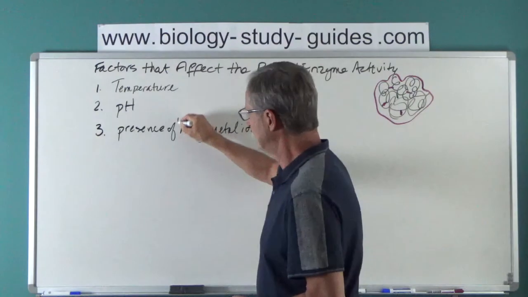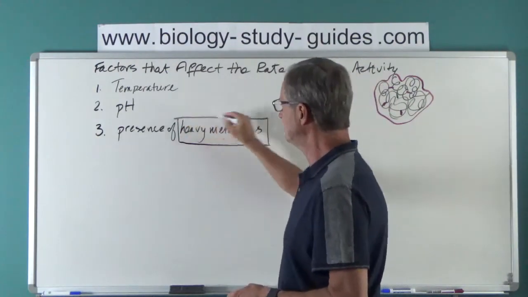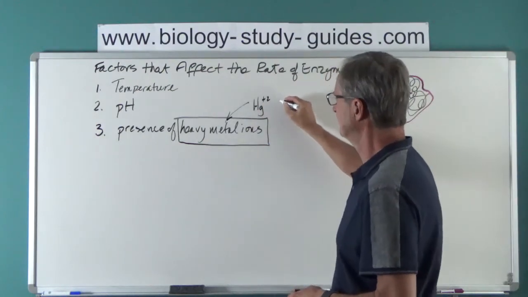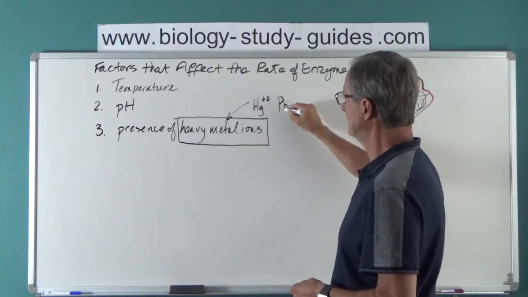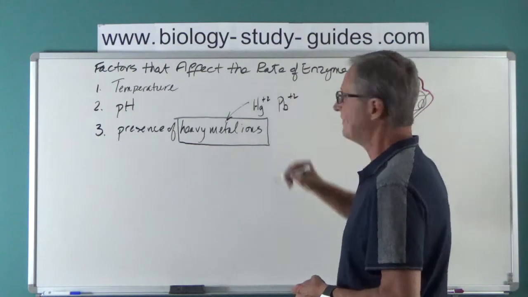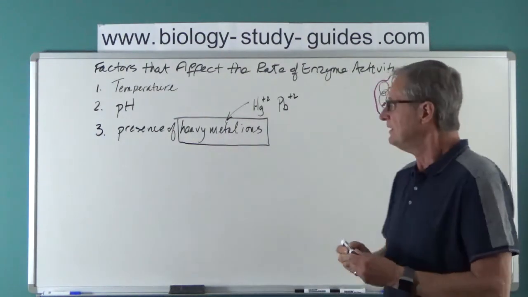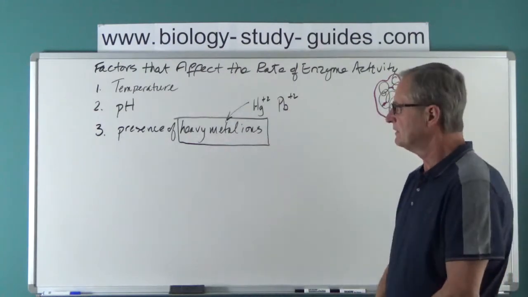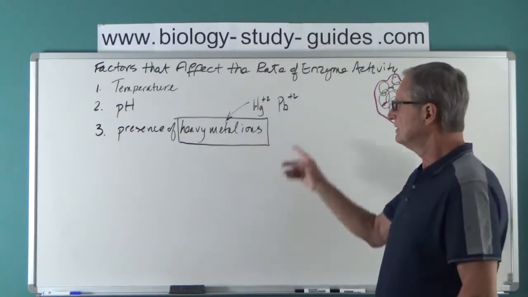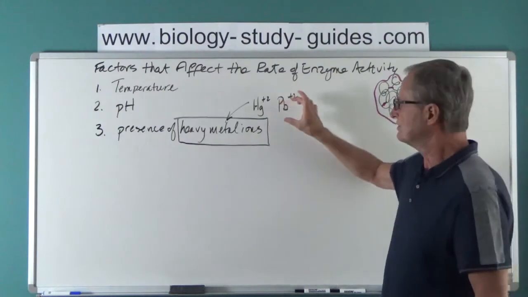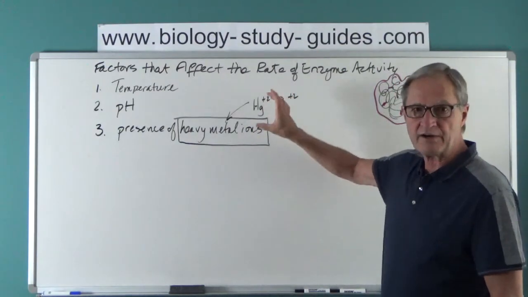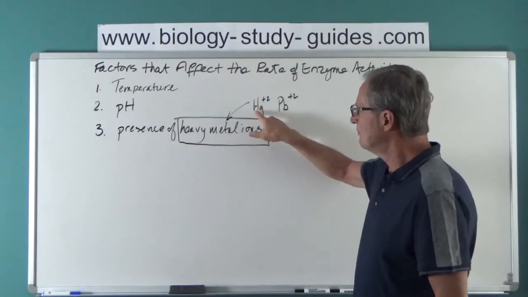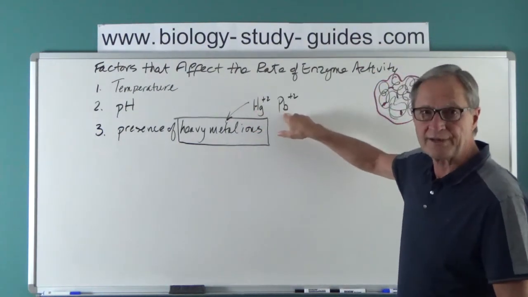Heavy metal ions, these things: mercury, lead, thallium is a third one. These things are heavy metal ions, big ions. The nuclei of these things are very, very large and very, very positively charged. And you've heard of mercury poisoning and you've heard of lead poisoning.